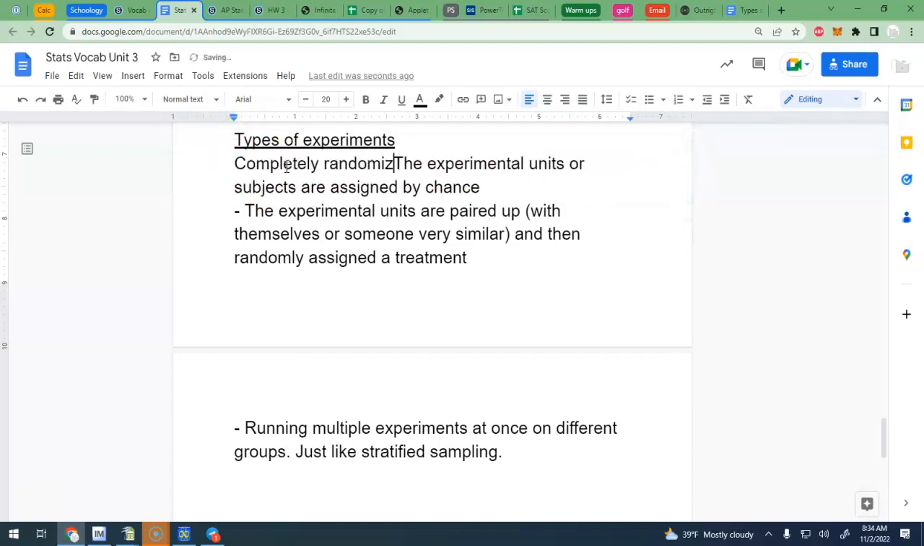So that's what it's called. Completely randomized. So I'm not trying to control anything. I don't care about lurking variables. I'm just randomly splitting these up and we're going to see what happens.